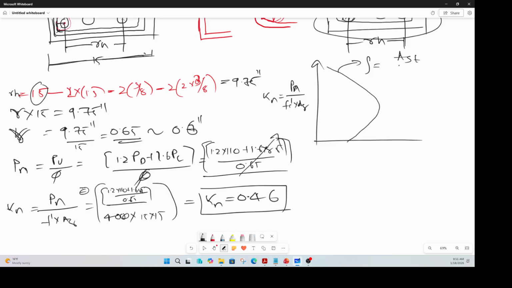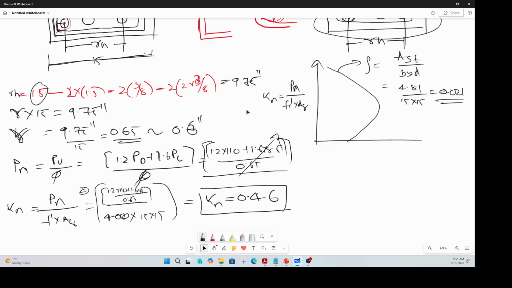That is nothing but Ast by b times d. What is your Ast? I think you calculated that as 4.81, divided by b, which is 15 by 15, roughly 0.021.